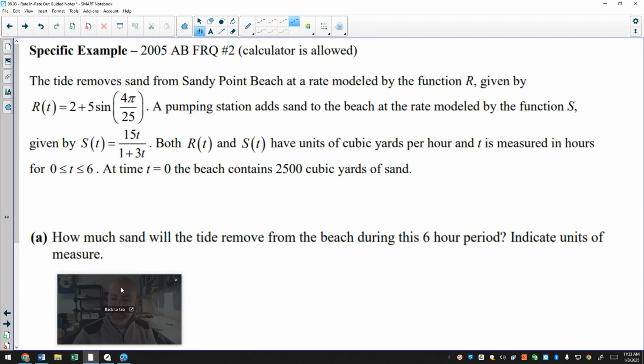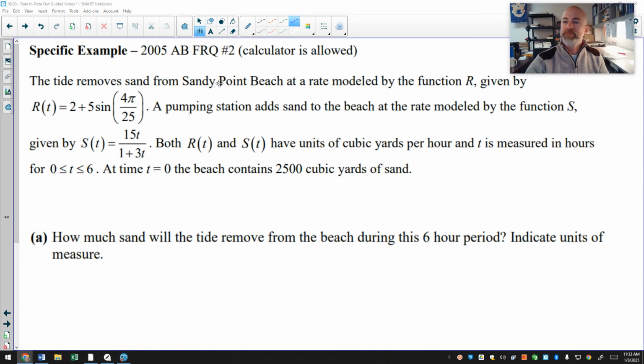And let's look at a very specific example. This is from 2005. That's quite a while ago. Goodness, that's 20 years ago. We have a function here that says tide removes sand from a beach at a function given by this. A pumping station adds sand by the function given by that. It says R and S have units of cubic yards per hour. Hours, it looks like they're both in operation at the same time, so it looks like they have the same domain. And then we have some initial condition at time 0. The beach contains 2,500 cubic yards of sand.